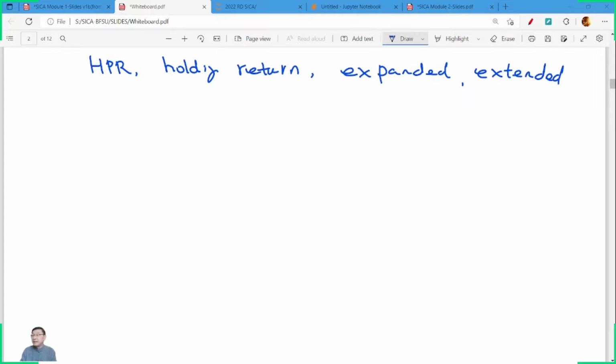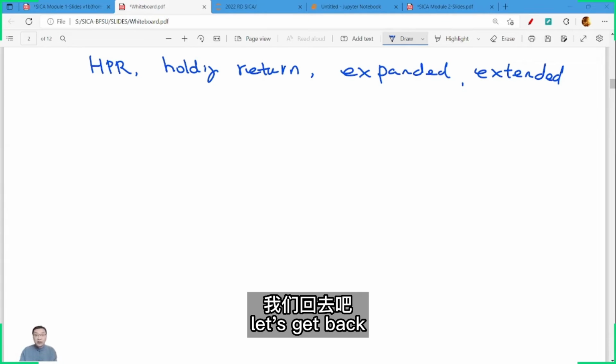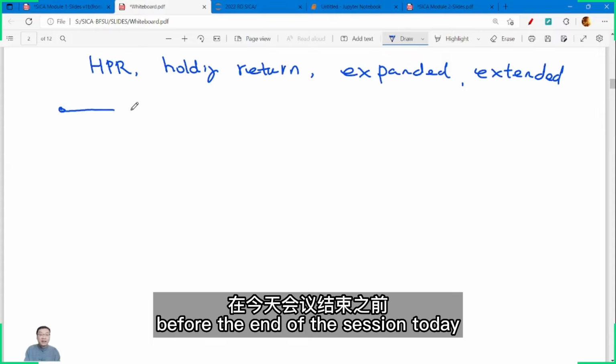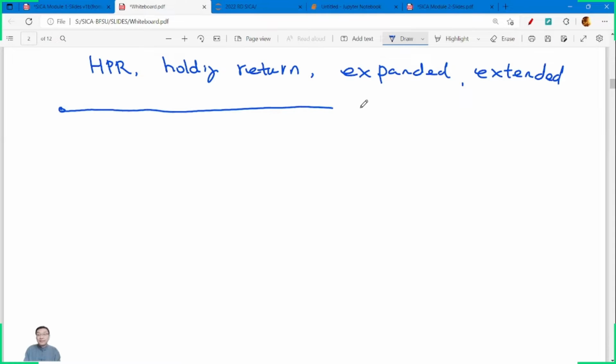Let's get back. I have seen a few questions in the chat windows. I'll answer these questions before the end of the session today. Now let's look at holding period return.